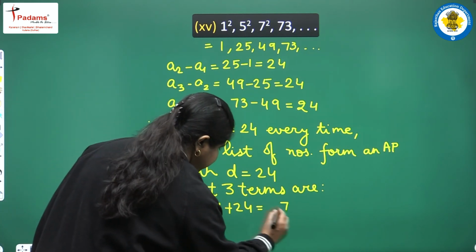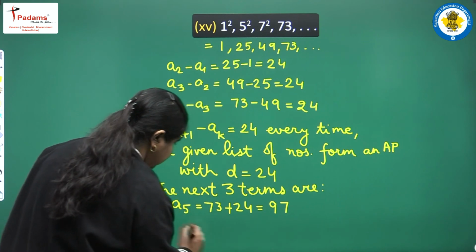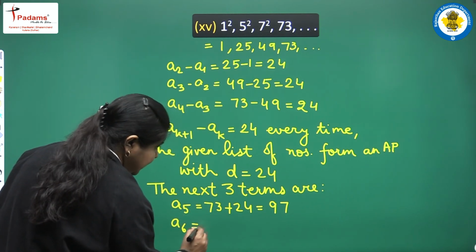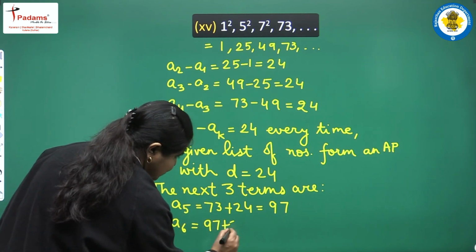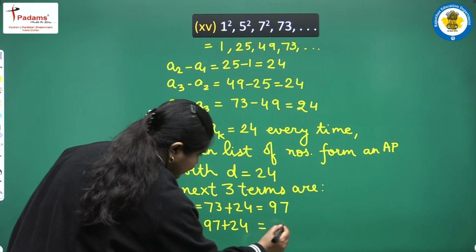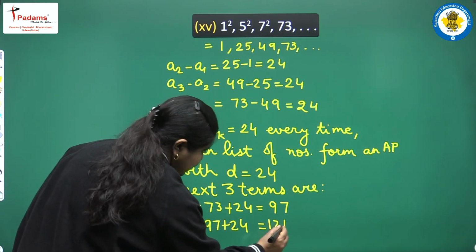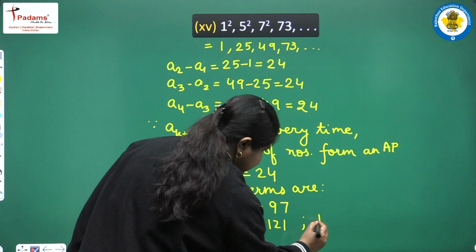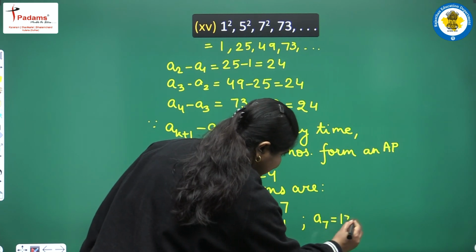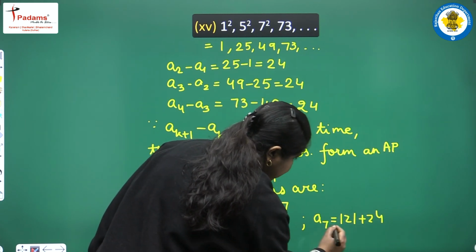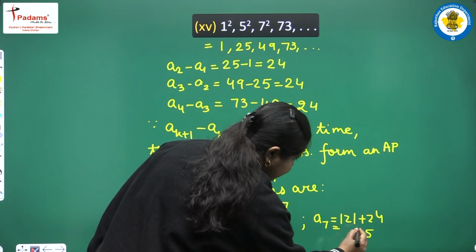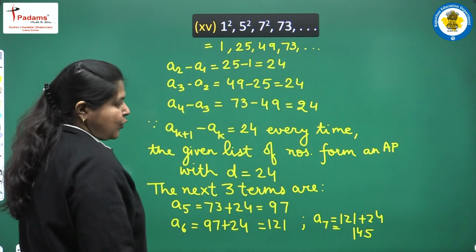3 plus 4 it will be 7, 7 and 2 it will be 9. Then the sixth term it will be 97 plus 24. So 7 and 4 11, 1 carried 9 and 3 it will be 12. And next the seventh term will be 121 plus 24. This will be equal to 5, 4 and 1, 145.